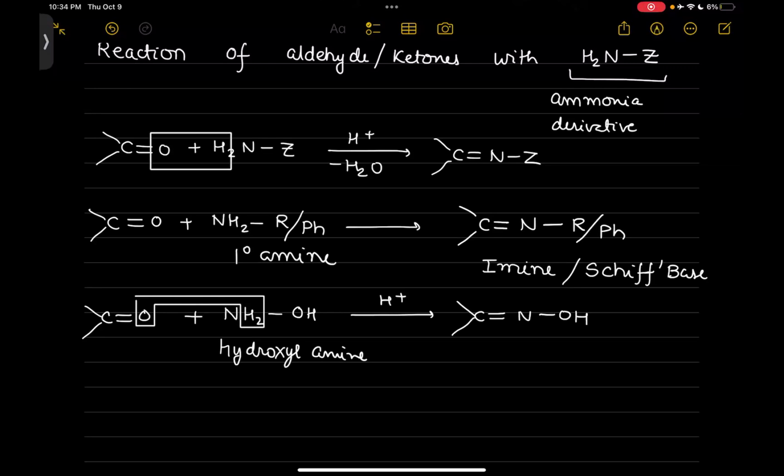And the product, what is the name of the product? Product is known as some part of the name of the reactant. Hydroxyl, so I took OX from the hydroxyl, and IME from the amine. Oxime. Marwa, is it clear how it is named? The product is known as oxime. You need to remember the reactant as well as the name of the product. Very, very important for all of us. Clear or not?